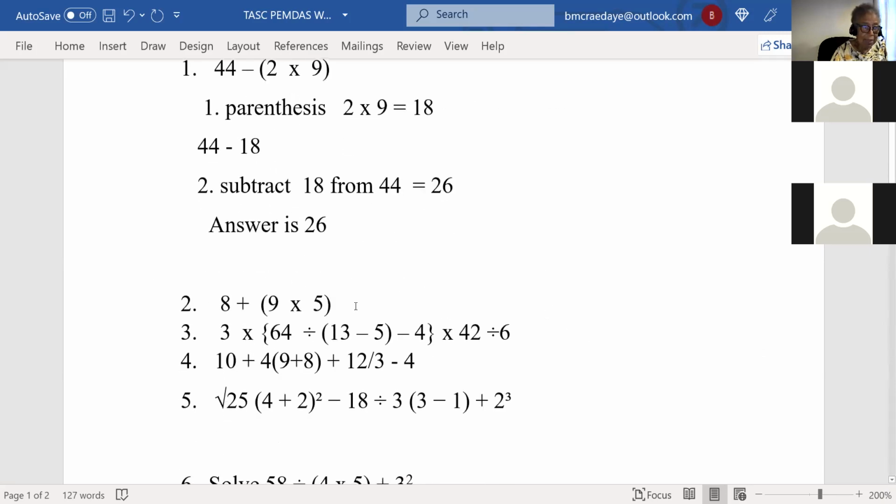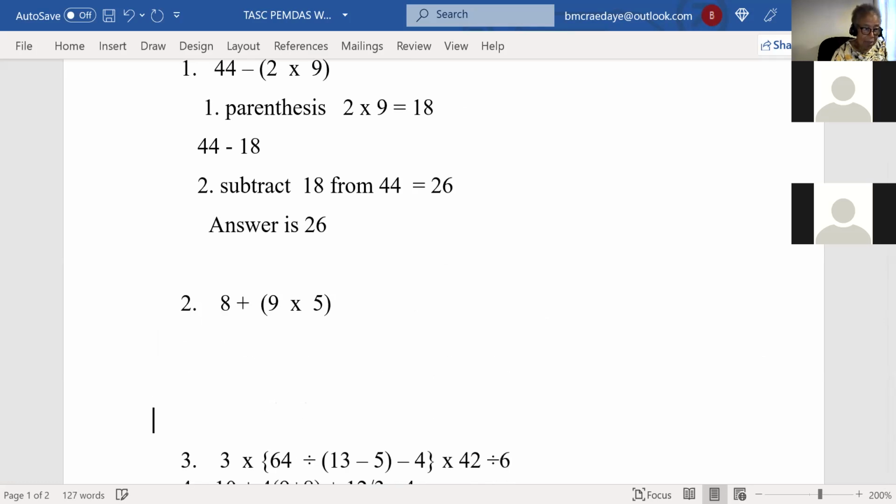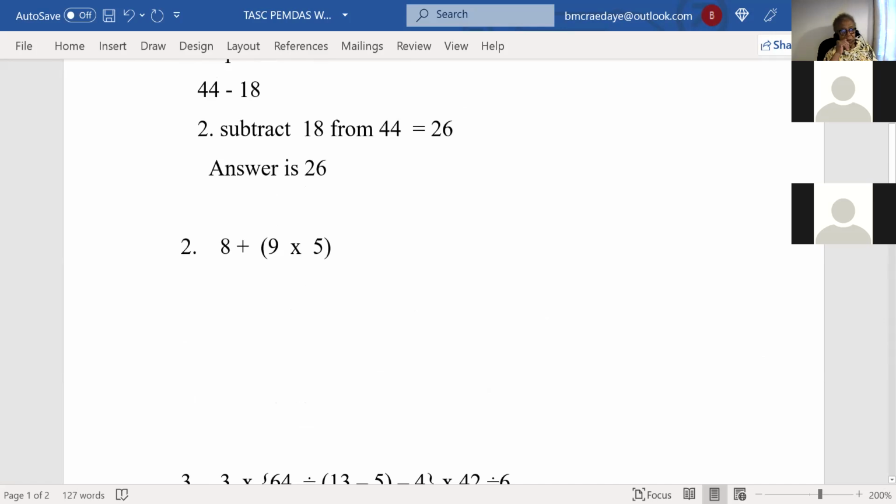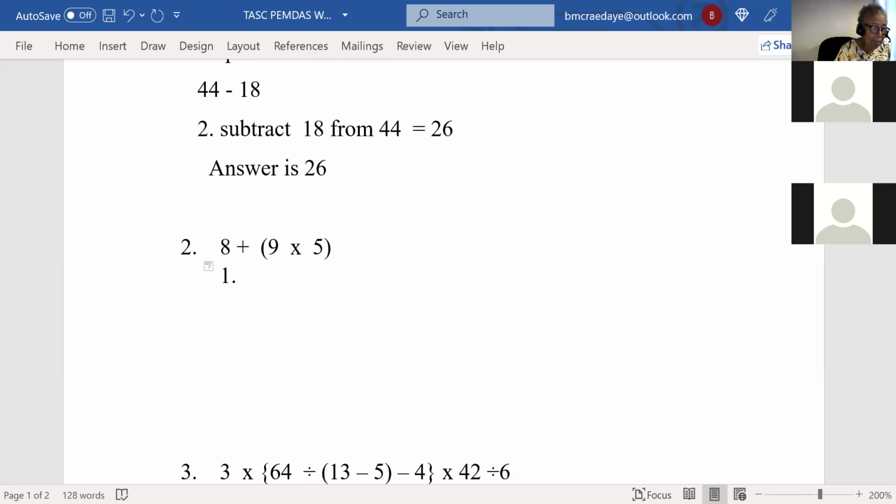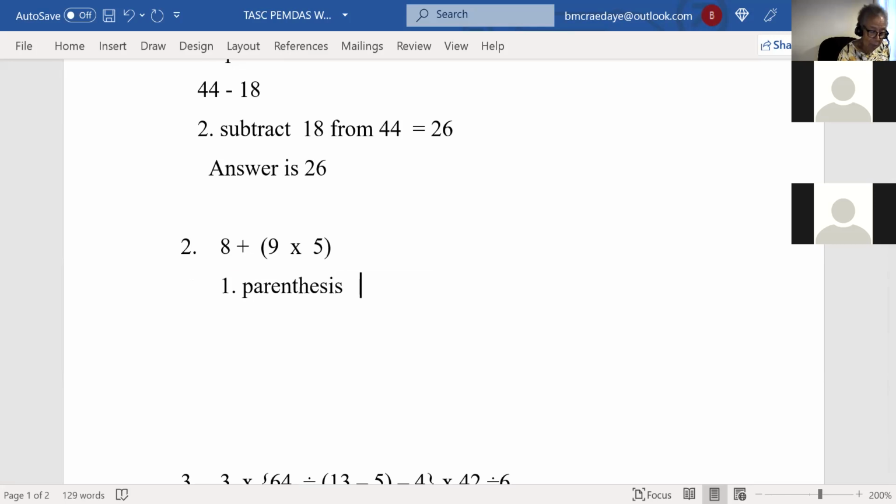Let's look at the next one. Next one is, we have another parenthesis, right? So what do we do first, Vanessa? Parentheses first. Okay, so let's go. And then here, 5 and 40. So parenthesis, that's our first step. And then in the parenthesis, we have what? 9 times 5, which is equal to what? 45, right. Very good.